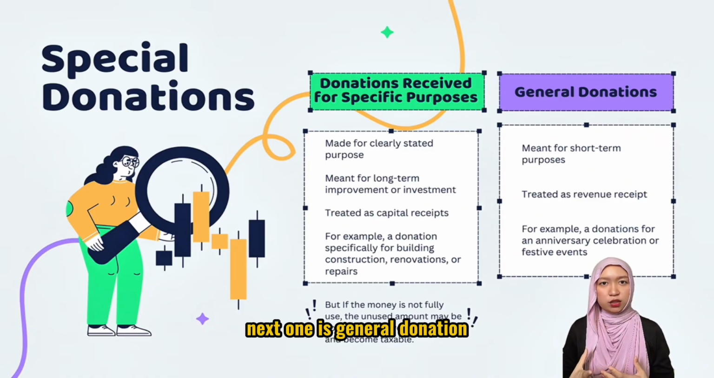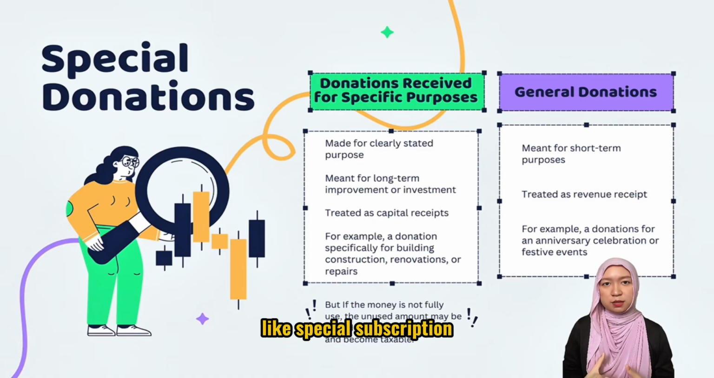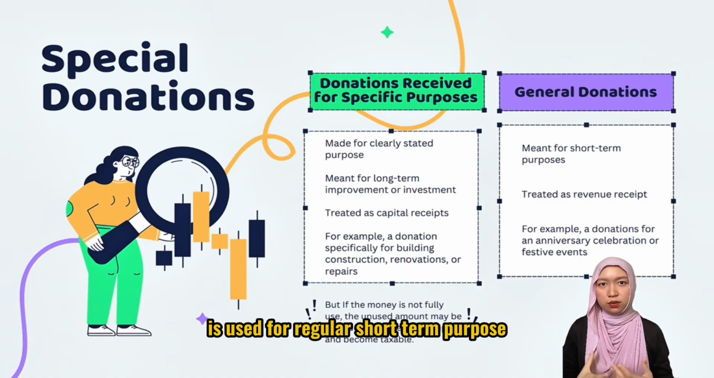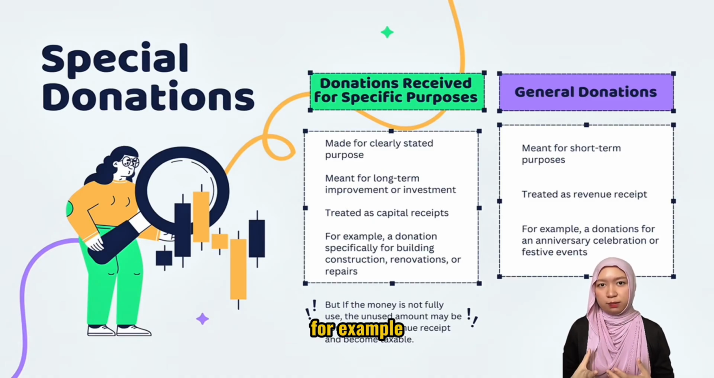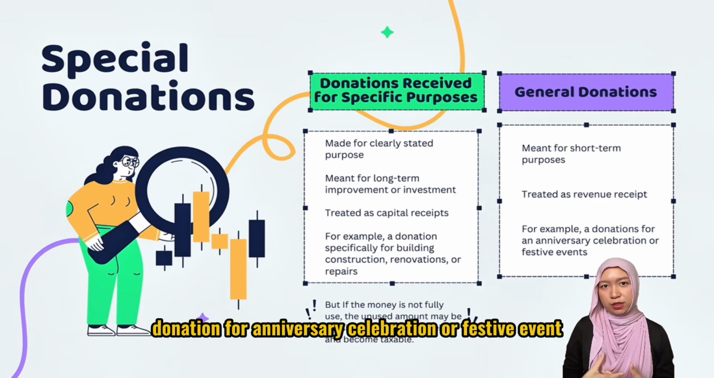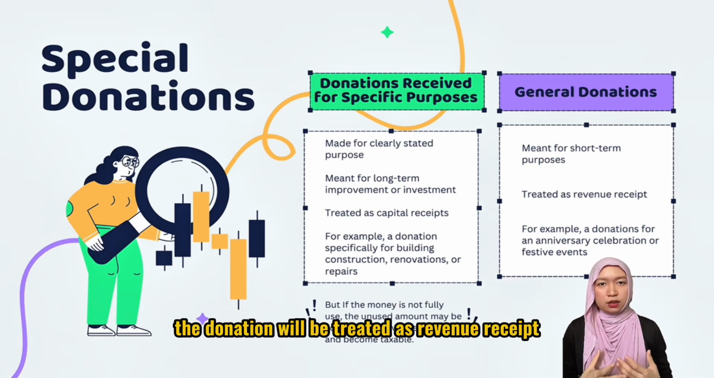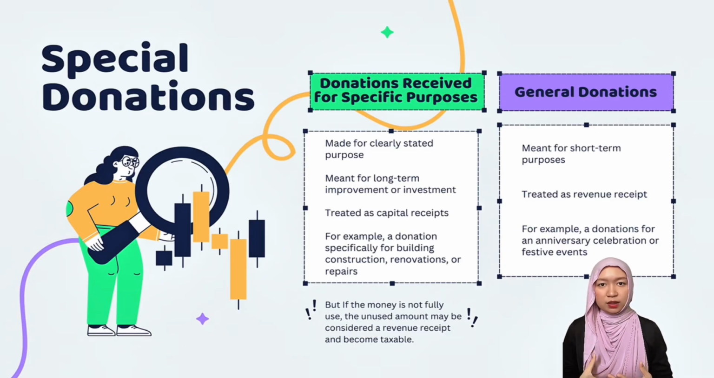Next one is general donation. General donation, like special subscription, is used for regular short-term purposes. For example, donation for anniversary celebration or festive event. The donation will be treated as revenue received. Since it is considered an income, the donation will become taxable.